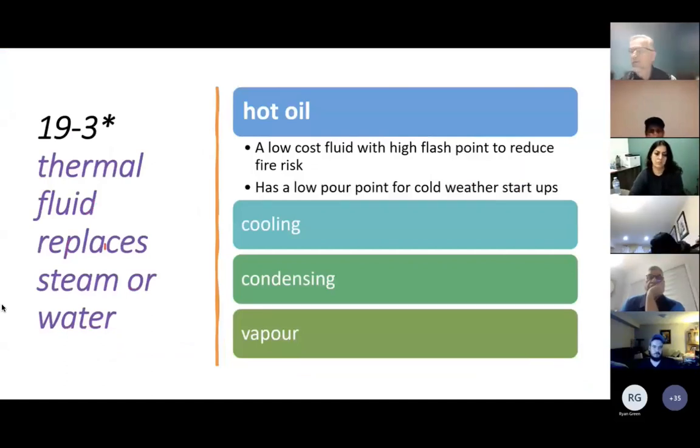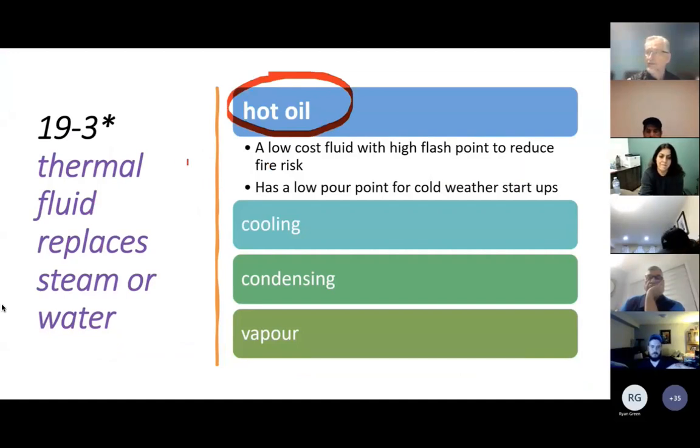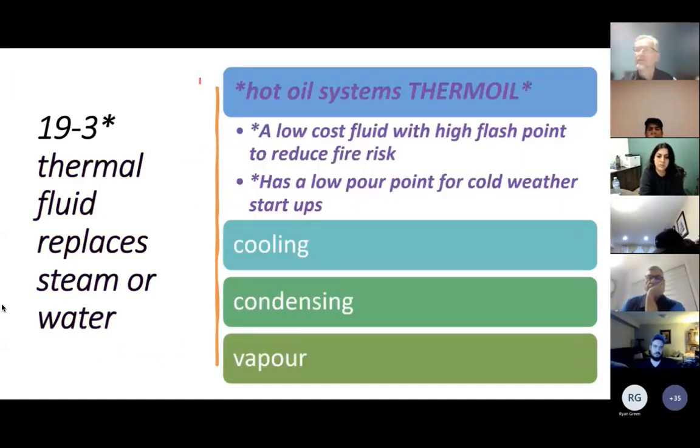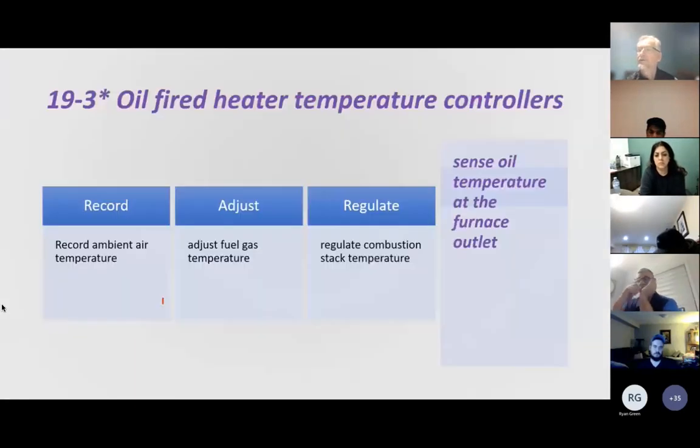So a review of this chapter. Thermal fluid replaces steam or water in a hot oil system. If we have a hot oil system, we need to have a low-cost fluid with a high flash point because fire risk is high. Also, for cold weather use, we want a low pour point. Okay, these ones are not the best choices. These are the thermal fluid that replaces steam or hot water.